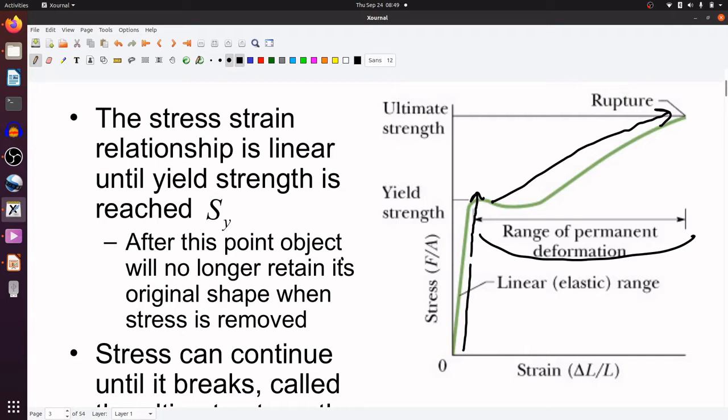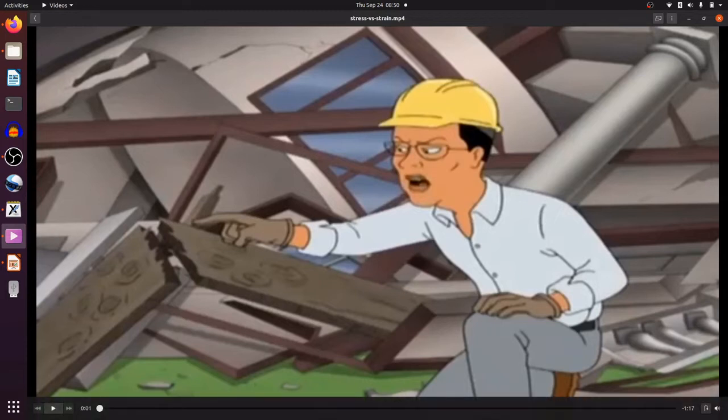I showed this last time I taught a class, but there's a King of the Hill episode where they build a McMansion next door to Hank Hill's house, and of course it collapses during a freak storm. It's interesting because the creator of King of the Hill actually has a degree in physics, so it talks a little bit about it, and it's a really short clip, so I'll show it. I don't know, it's kind of funny.